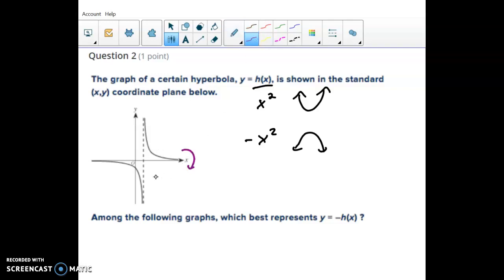So this part's going to come down here. It's going to look like that. And then this part's going to get flipped up here and look like that. So our resulting graph is these two parts right here and right here.